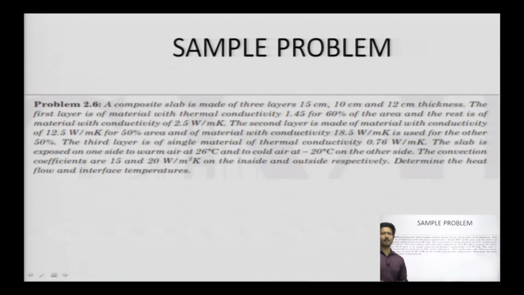Now let's solve a problem. The problem says a composite slab is made up of 3 layers, 15 centimeters, 10 centimeters and 12 centimeters thickness. The first layer is of material with thermal conductivity 1.45 for 60% of the area, and the rest is of material with conductivity of 2.5 watts per meter Kelvin. The second layer is made of material with conductivity of 12.5 watts per meter Kelvin for 50% of the area, and of material with conductivity 18.5 watts per meter Kelvin for the other 50%.